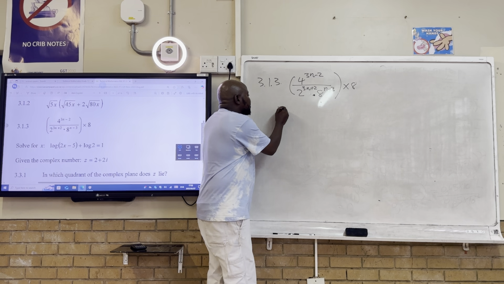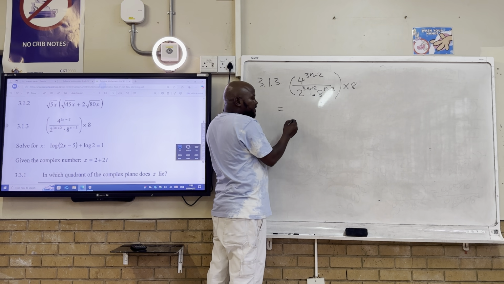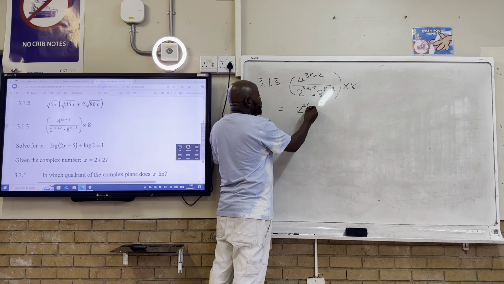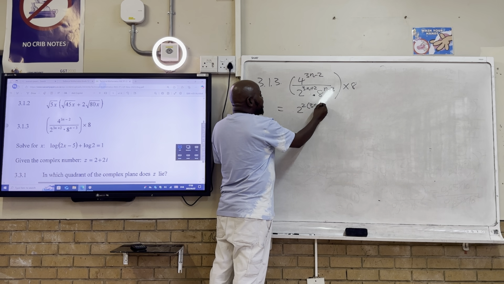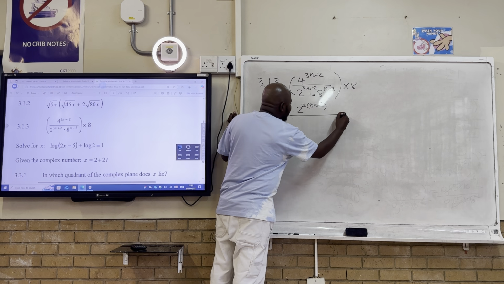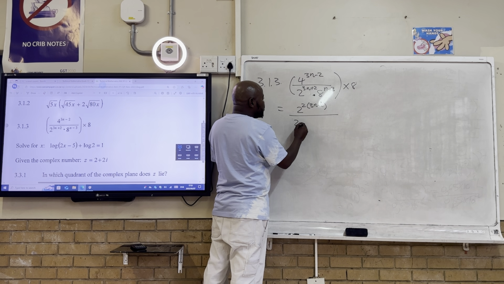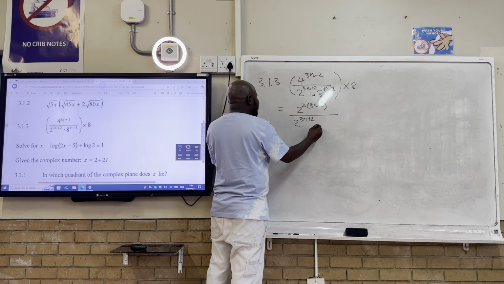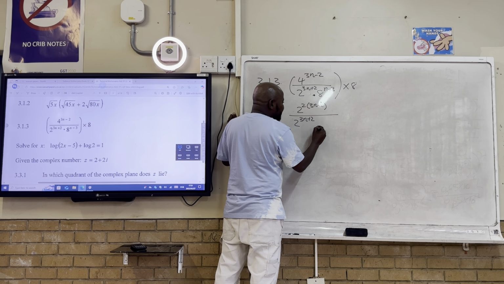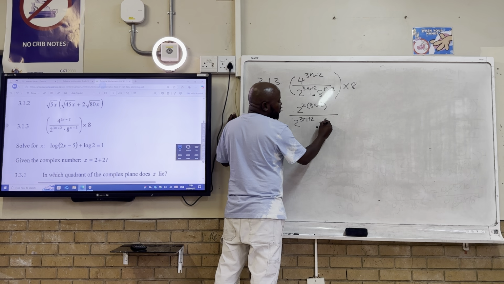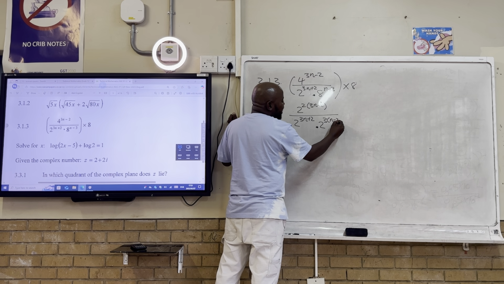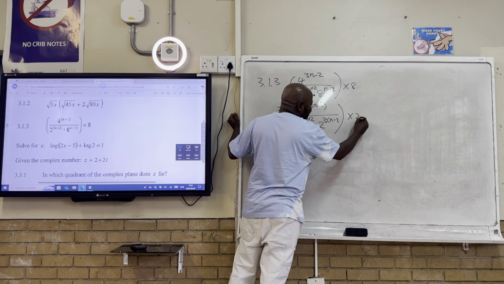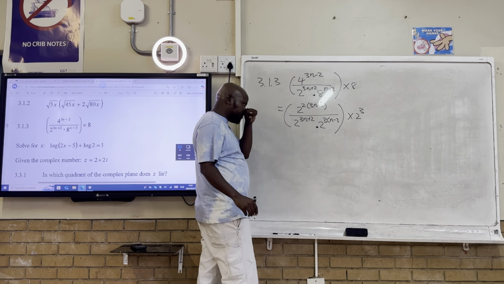Which is going to have how much? 4 is the same as how much? 4 is the same as 2 raised to the power of how much? 2 into how much? 3n minus 2 now. Divided by 2 raised to the power of how much? 3n plus 2 now. Multiply. 8 is the same as how much now? 2 raised to the power of 3 into n minus 3. Close brackets. 8 is the same as how much? Multiplied by 2 raised to the power of 3 now.